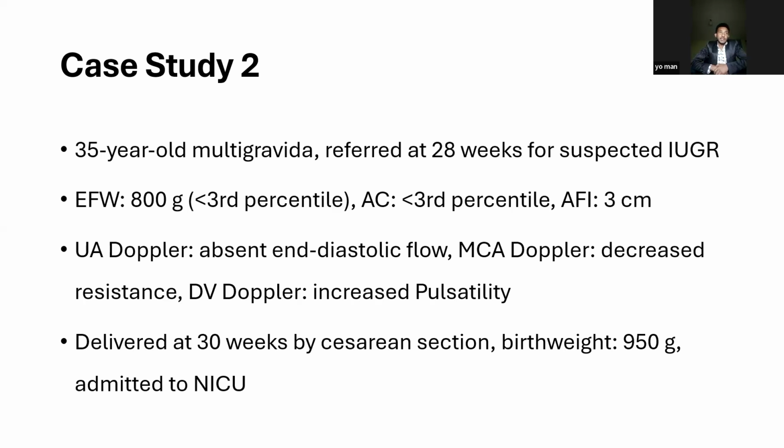So the uterine artery Doppler shows absent diastolic flow, MCA shows decreased resistance, and there is an increase in pulsatility in the ductus venosus Doppler. So the best management was delivery, okay?